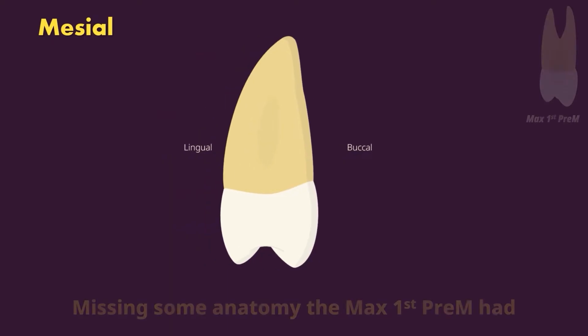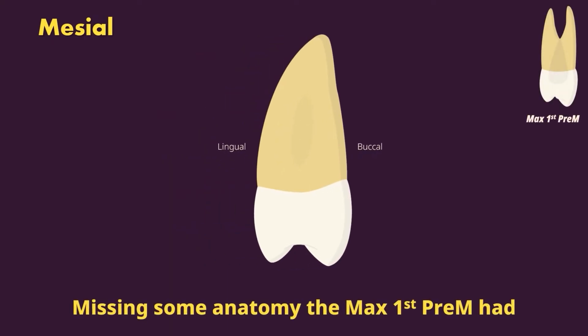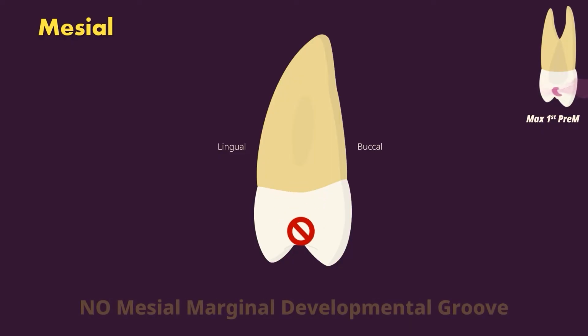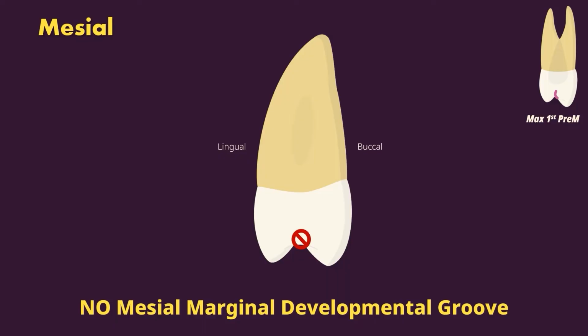Some notes for the mesial. There's some anatomy that was on the maxillary first premolar that is not on the maxillary second premolar. There is no depression on the crown cervical to the contact, aka no mesial developmental depression, and there is no mesial marginal developmental groove crossing over that mesial marginal ridge.